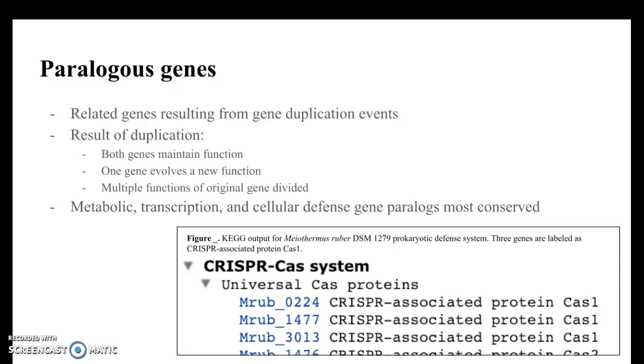3 functional groups with high rates of paralog conservation are metabolism, transcription, and defense mechanisms. CRISPR-Cas systems are considered prokaryotic defense mechanisms and may have higher rates of paralog conservation. In the M. ruber genome, we see 3 different genes for the Cas1 protein. In the lower right-hand corner is a picture of the KEGG output for the M. ruber CRISPR-Cas system, which confirms that mRub3013, mRub1477, and mRub0224 are all Cas1 genes. So, are they paralogs?